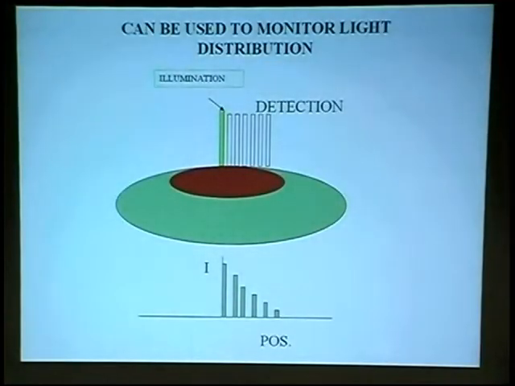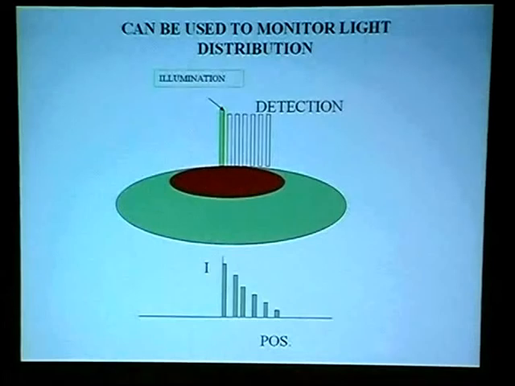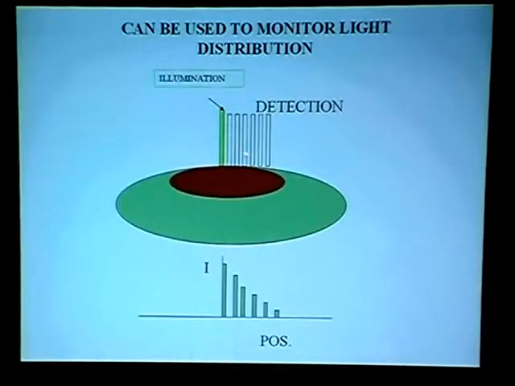So I believe that one of the most important uses of scattered light for PDT is to map the light distribution. Because if I put a lot of fibers in here, I just collect and I see the intensity as a function of position. And I can draw how the light is distributed in terms of intensity and position.